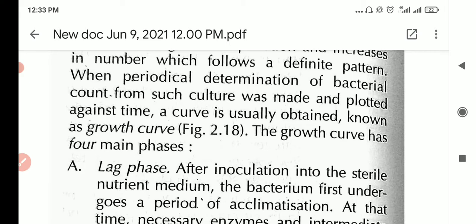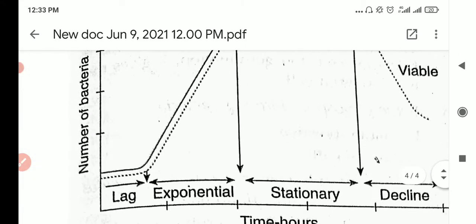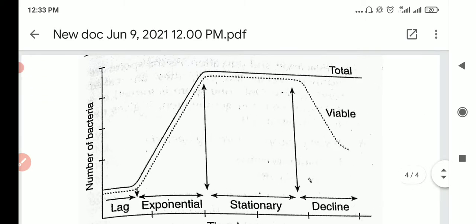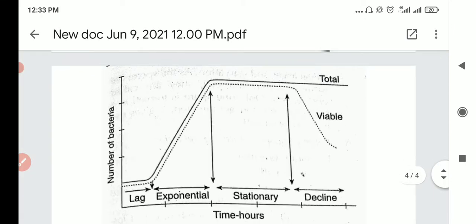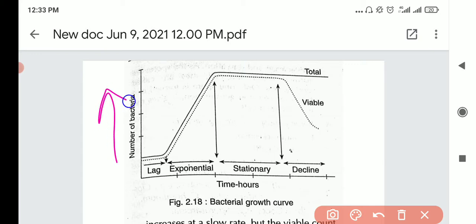There are 4 main stages in a growth curve. See, so here at this stage, let's say this is the number. On the y-axis is the number of bacteria. On the x-axis is the time in hours. Let's say this is 1 hour, 2 hour, 3 hour, 4 hour, 5 hour, and the number of bacteria.